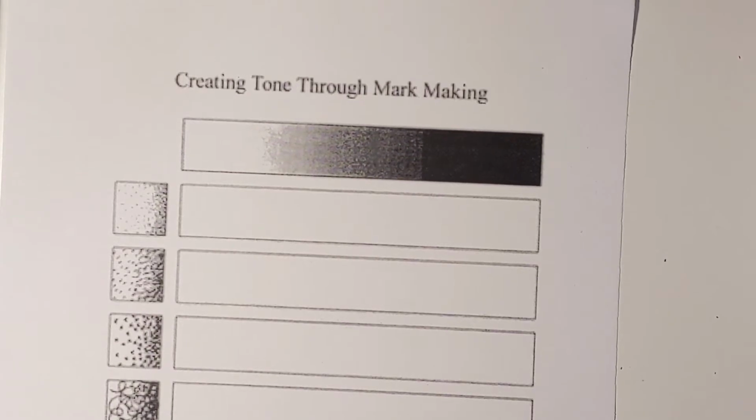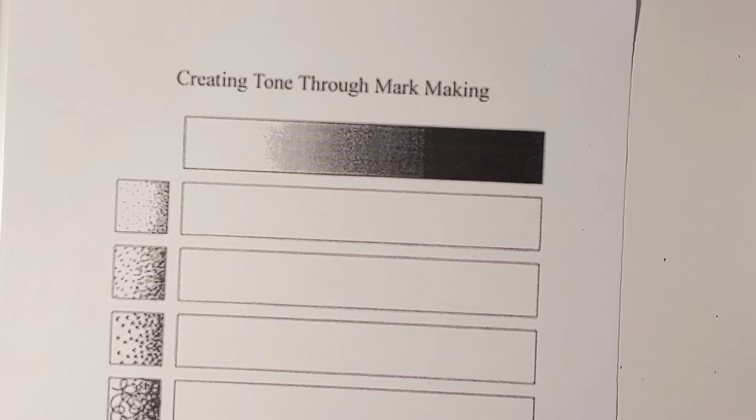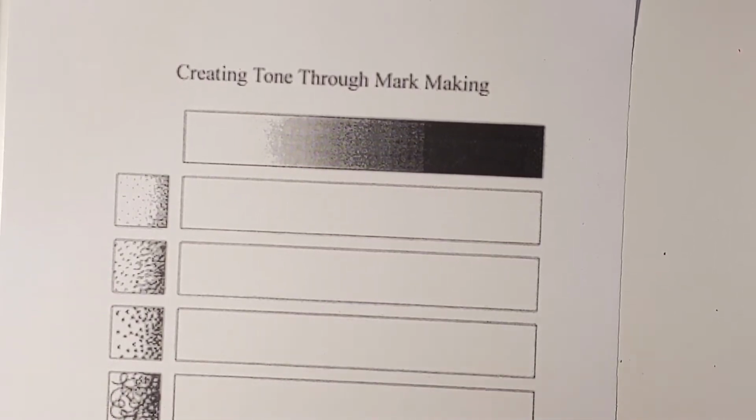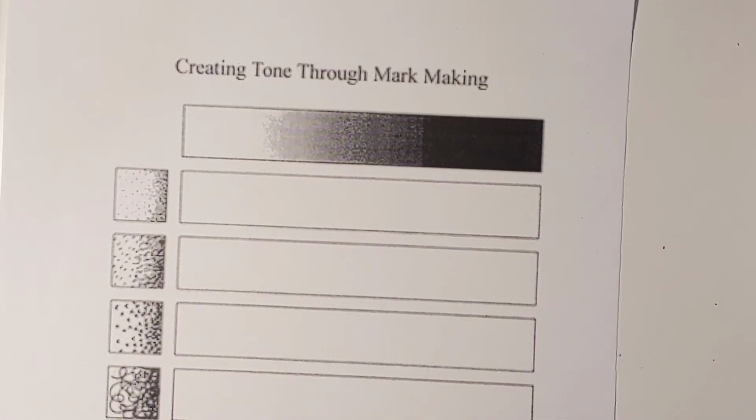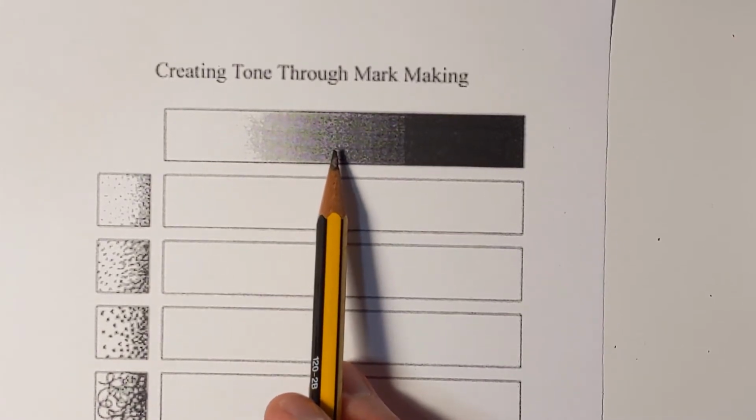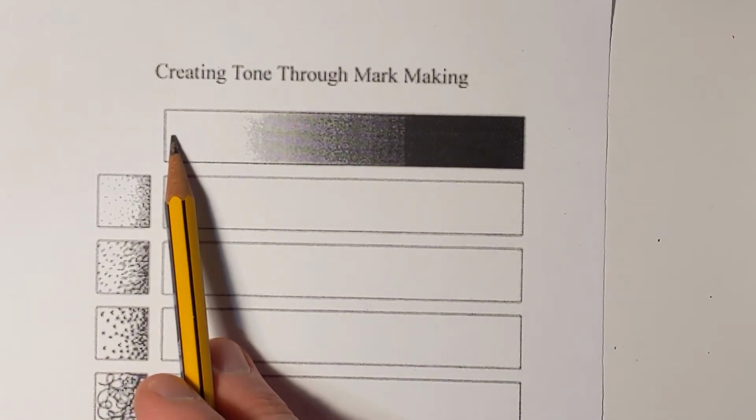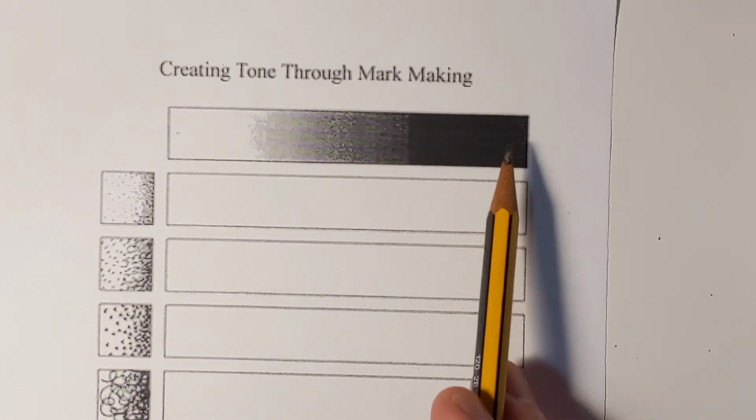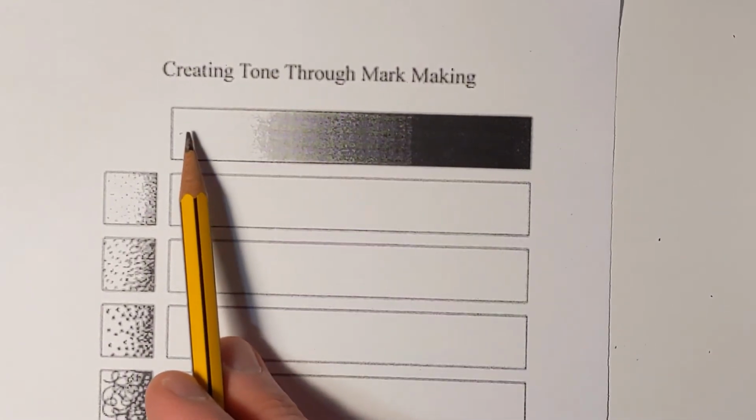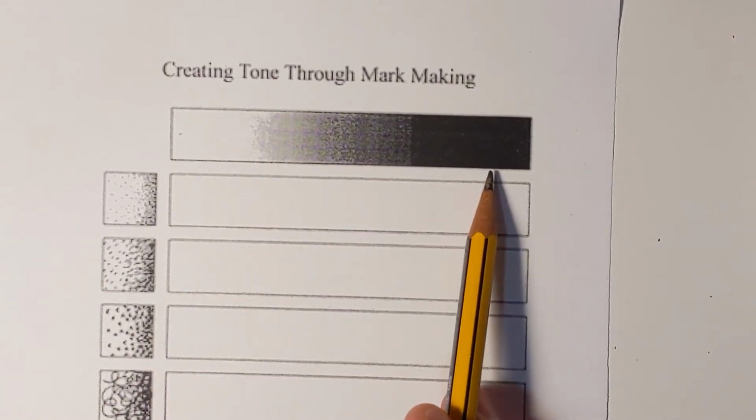So we're looking at creating tone through mark making, and we need to give a couple of definitions there. First of all, tone or value refers to lightness and darkness in an object. Up here we have a value scale, or a tonal value scale. We have white on one side, that's the highest value, and then we have black on the other side, and that's the lowest value. And we see that we're gradually going from light to dark.